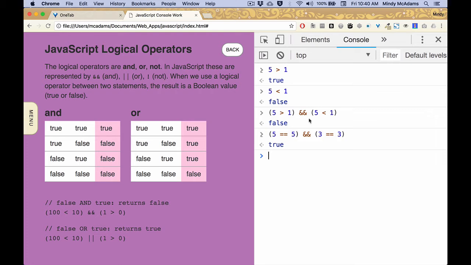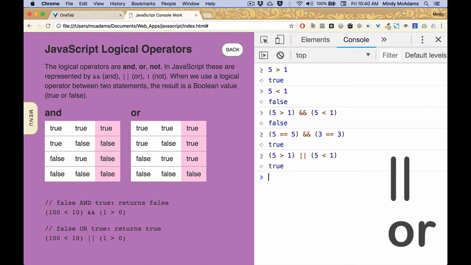So let's do the same exact two with or. So this is a false one and a true one, but I'm going to use the logical operator for or. There's or, okay? I press return, and that is going to be true because in the or truth table, you can see that it's always going to be true for or, unless both things are false.